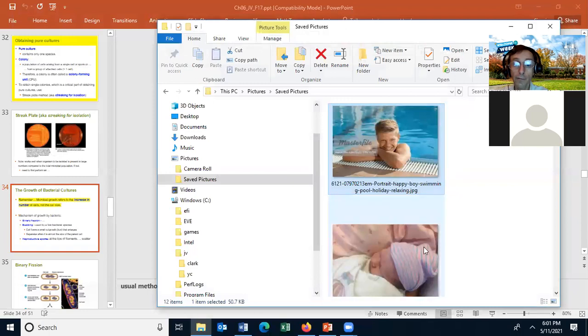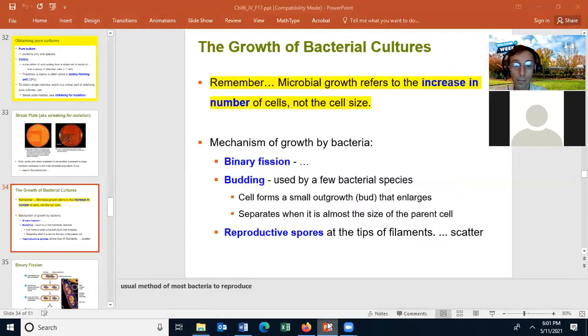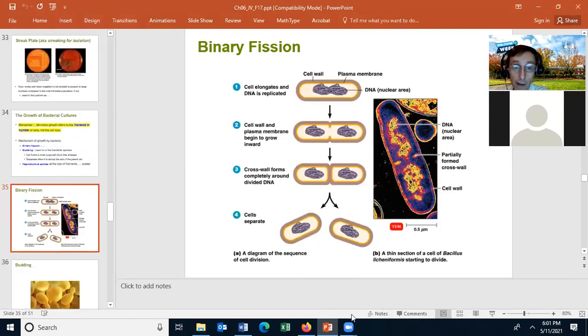There's only a few bacteria that can reproduce by reproductive spores, and they tend to be filamentous bacteria. Any question about the different ways that bacteria can grow? If not, let's take a look at binary fission in a little bit greater detail.